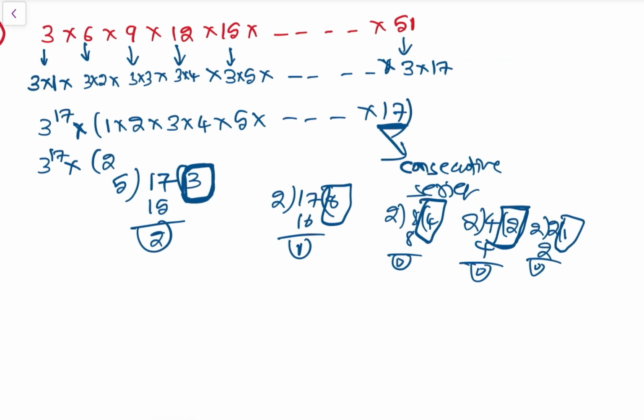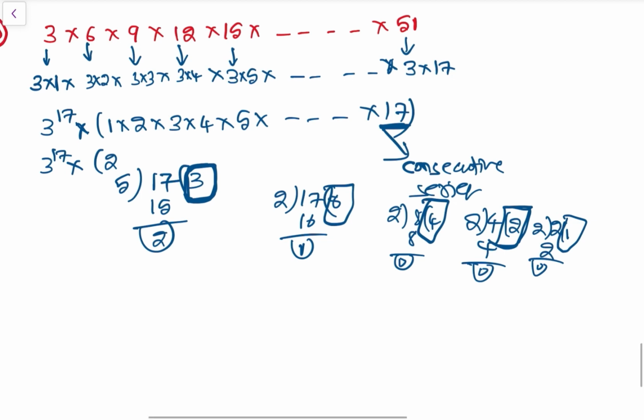Sorry, 8 plus 4 is 12, 12, 13, 14 and 15. So 2 to the power 15 into 5 to the power 3.